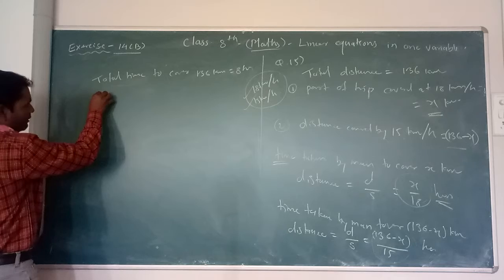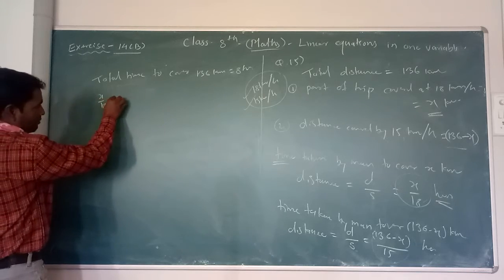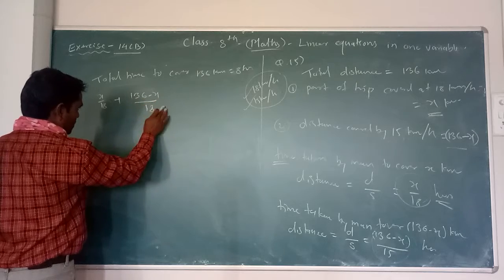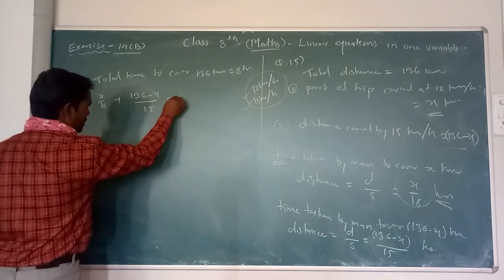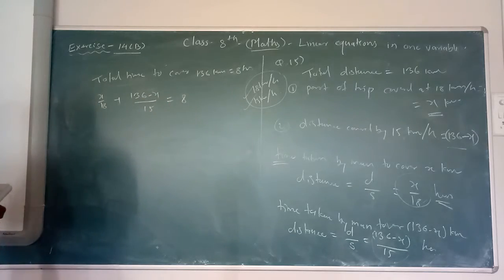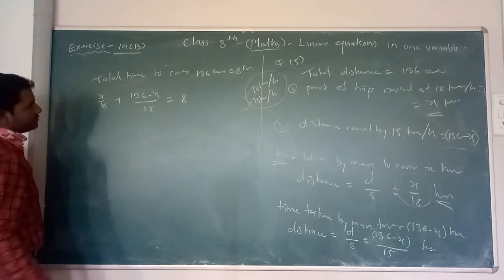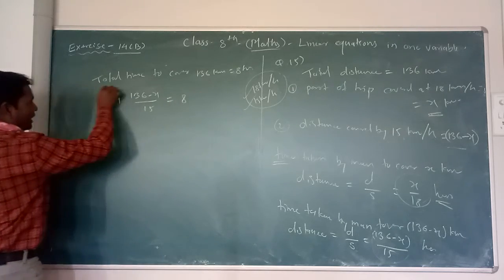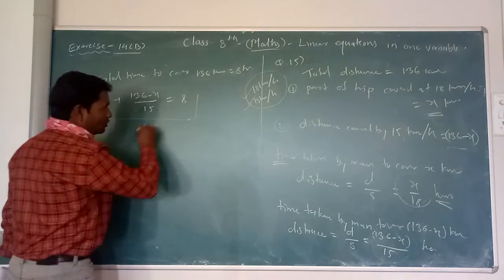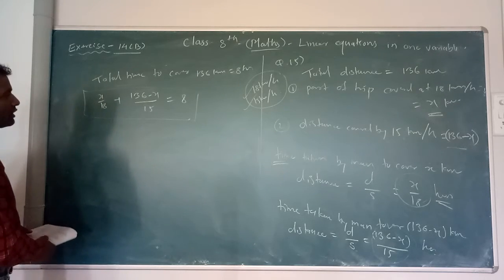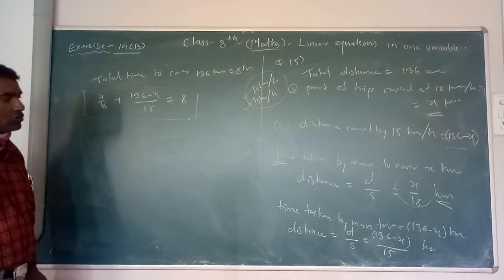Therefore x upon 18 plus 136 minus x upon 15 is equal to 8. This is our equation. So we got the equation here. I already told you, you must frame the equation properly. Once you have framed the equation, then you can solve it. It is easy to solve the problem.